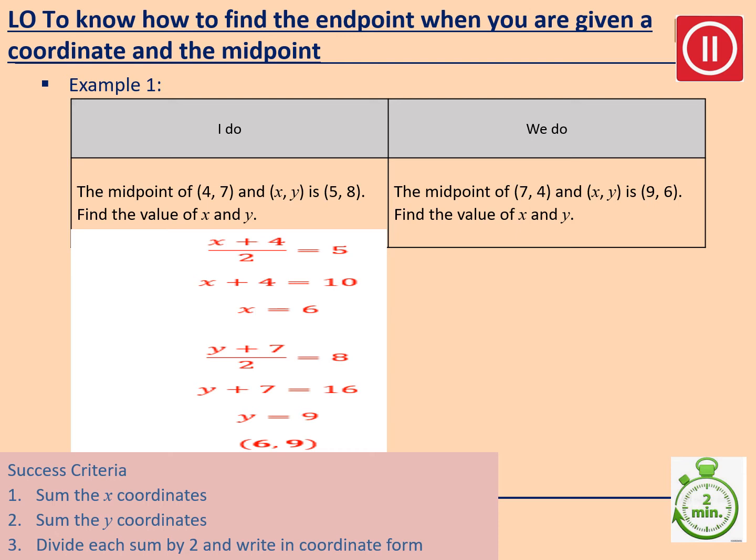We need to get y by itself, so we subtract 7 from both sides. 16 take away 7 is 9. So the coordinate we're looking for, the other endpoint, is 6, 9. Pause the video while you have a go at the we do.